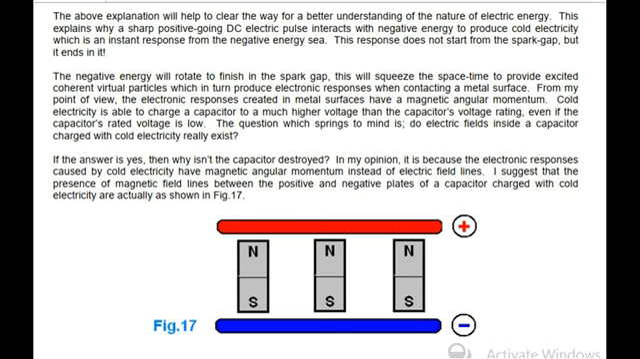Cold electricity is able to charge a capacitor to a much higher voltage than the capacitor's voltage rating, even if the capacitor's rated voltage is low. The question which springs to mind is, do electric fields inside a capacitor charged with cold electricity really exist? If the answer is yes, then why isn't the capacitor destroyed? In my opinion, it is because the electronic responses caused by cold electricity have magnetic angular momentum instead of electric field lines. I suggest that the presence of magnetic field lines between the positive and negative plates of a capacitor charged with cold electricity are actually as shown in Fig 17.